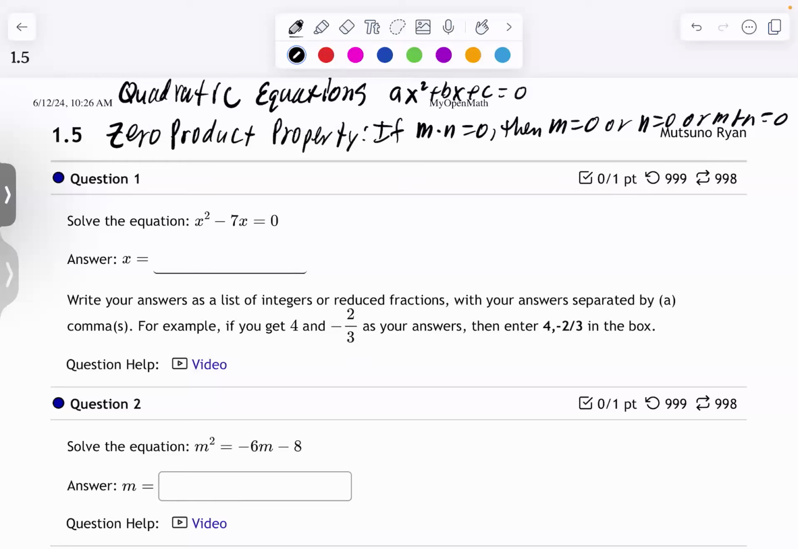So question 1, we have to solve the equation x squared minus 7x equals 0. In this case, I can factor the greatest common factor of an x out. And you can see we have the zero product property right there. I have x times (x minus 7) equals 0, which means x equals 0 or x minus 7 equals 0.